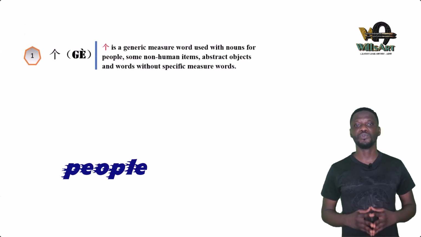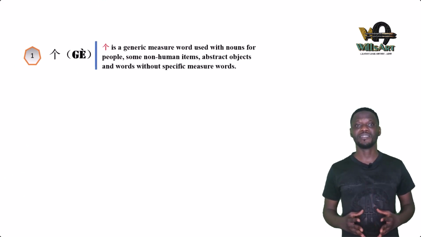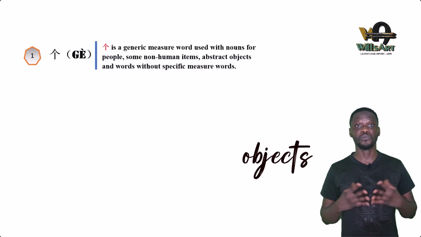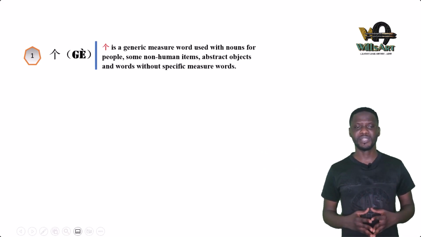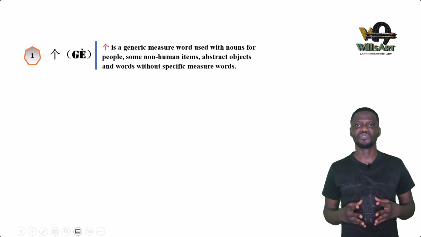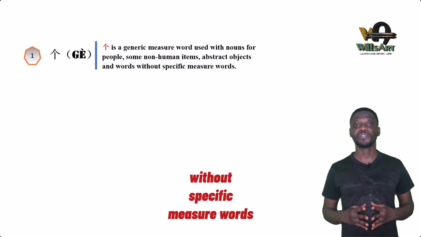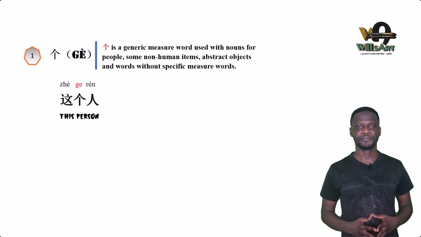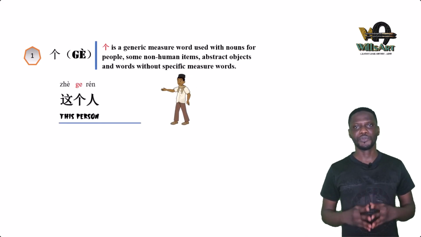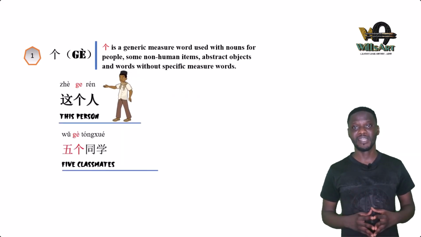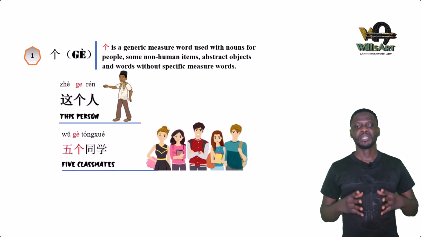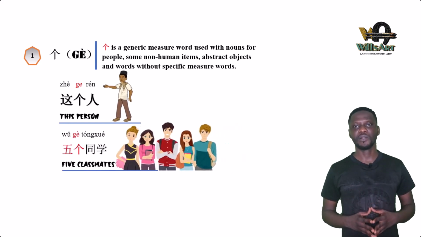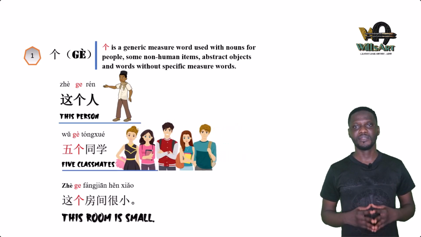个 is a generic measure word used with nouns for people, some non-human items, abstract objects, and words. 个 is generic because it can be used sometimes to substitute those special measure words that cannot be remembered. So for example, we have 这个人, which means this person. 五个同学, which means 5 classmates. 这个房间很小, this room is small.